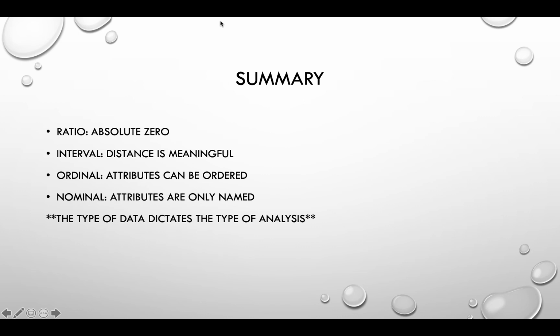So in summary, at our highest level we've got ratio data, which means there's an absolute 0. Then we have interval data, where distance is meaningful but we do not have that absolute 0. Then we have ordinal, which means the attributes can be ordered. And at our lowest level, we have nominal, where the attributes are only named. And again, I will say it one more time: the type of data dictates the type of analysis that you're going to run.